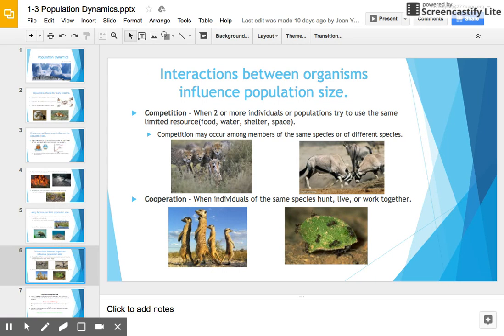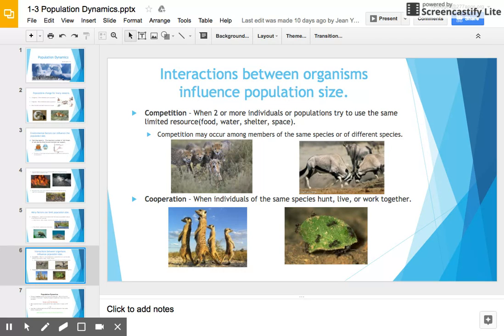Interactions between organisms can influence population size. Competition, as you know, is when two or more individuals or populations are trying to use the same thing. They're competing for a resource that there's only so much of. Maybe they're competing for a food source, for a watering hole, for shelter, or for space or territory. Competition can occur among members of the same species. Those high predators that are high up on the food chain have their own territory and they compete for territory. Competition can also occur between members of different species.